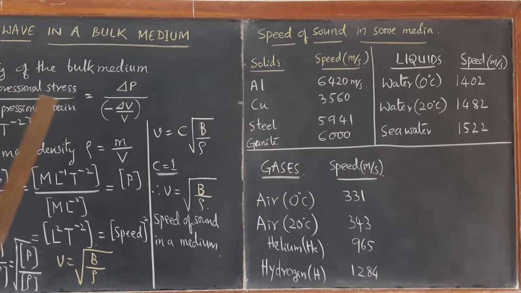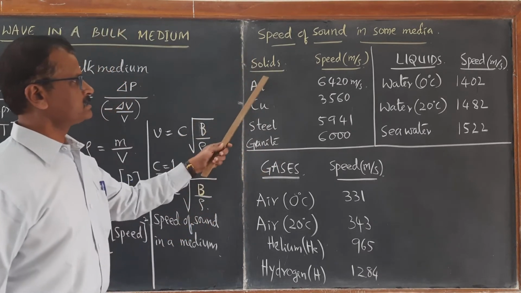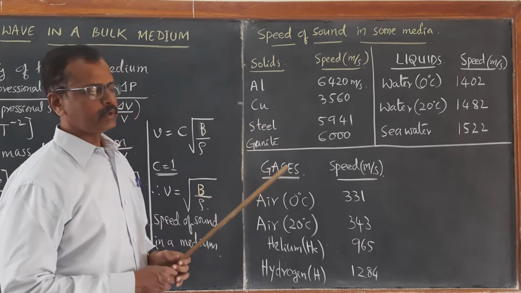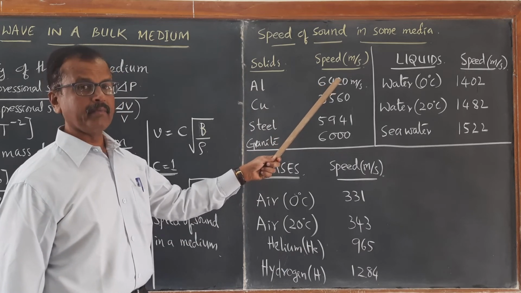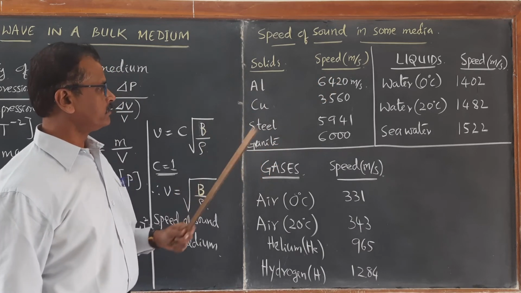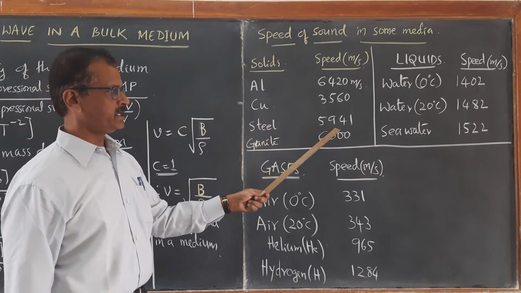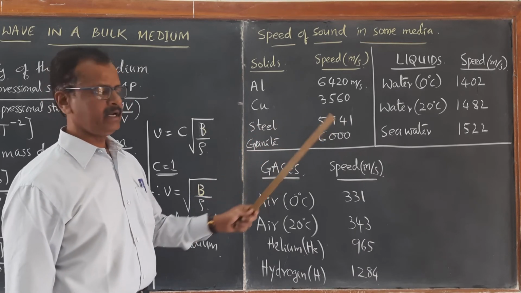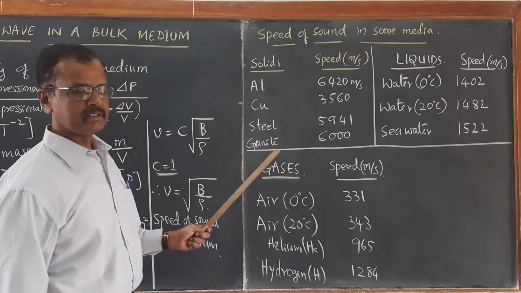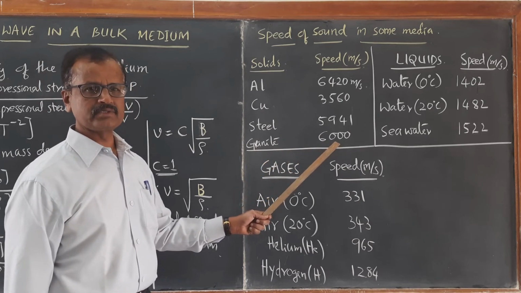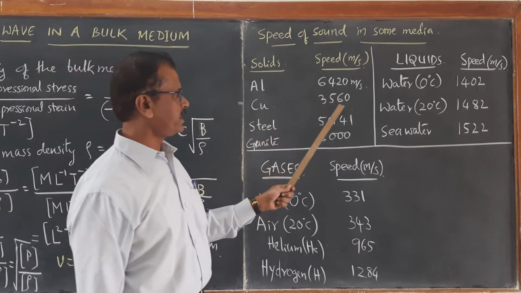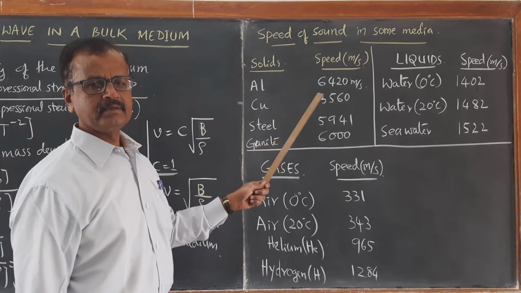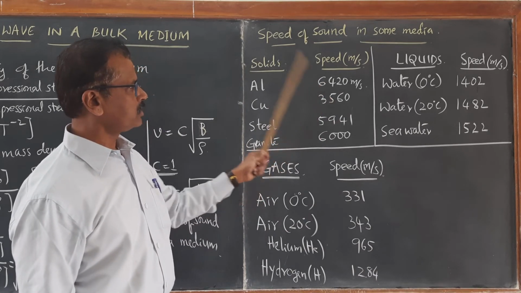Now let us look at the speed of sound in some media. Let us see the solid media like aluminium, copper, steel, granite. In aluminium, 6420 meter per second is the speed of sound. Whereas in steel it is nearly 6000, that is 5941 meter per second, or 5.9 kilometer per second. In granite, it is 6 kilometer per second, 6000 meter per second. In copper, 3560 meter per second. So sound is traveling with maximum speed in solids.